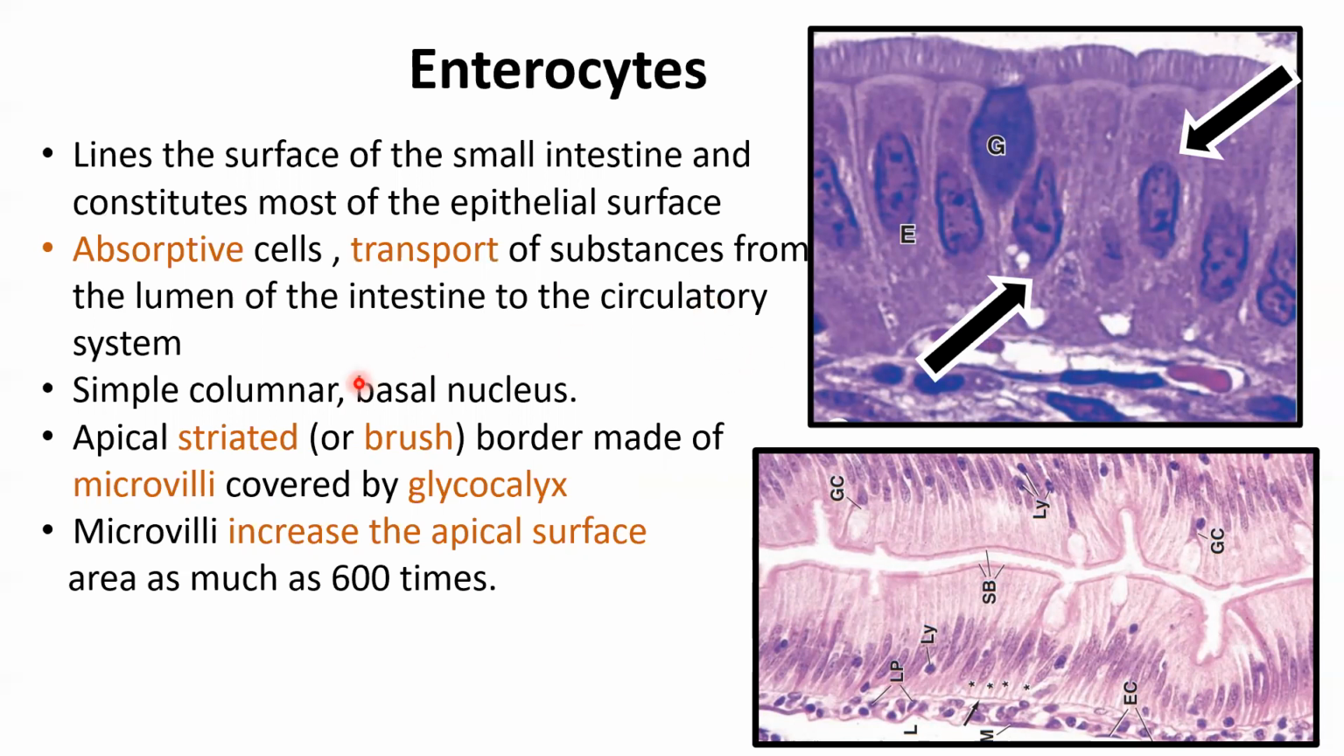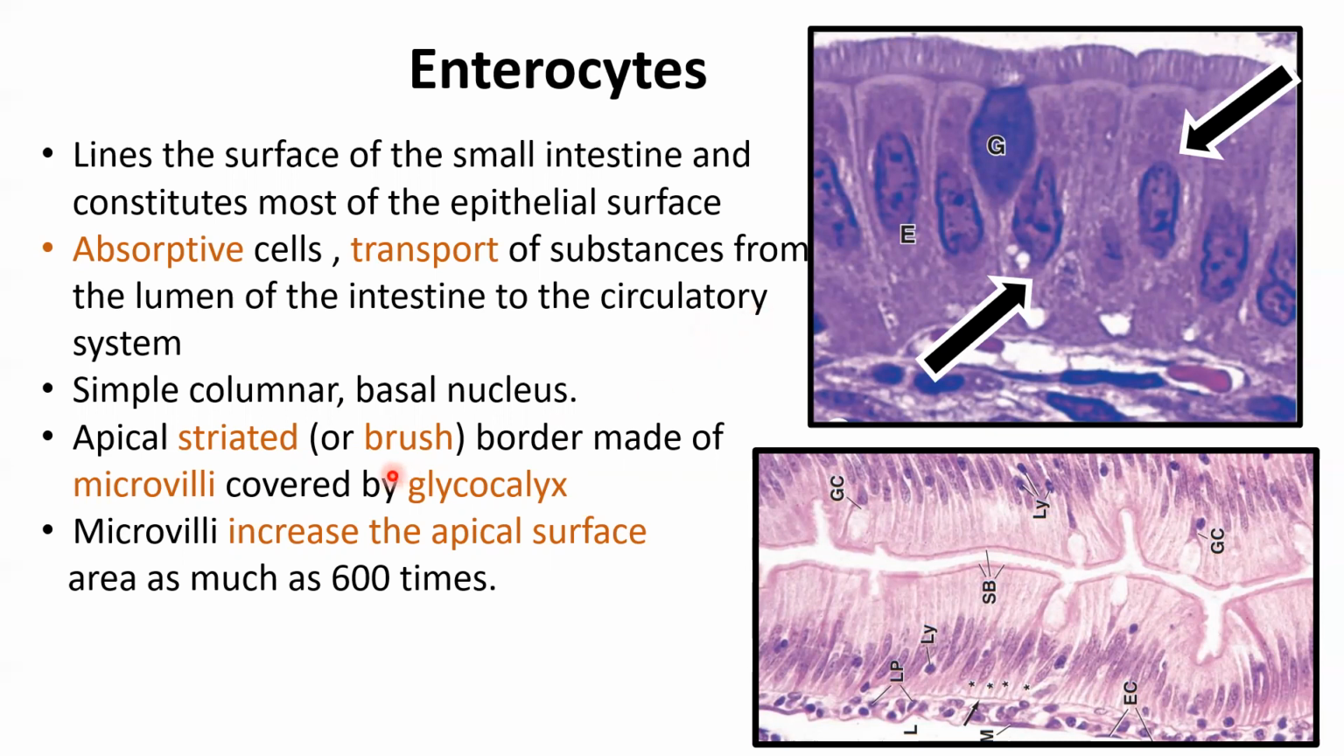It's again simple columnar epithelium, nucleus is basal. The arrow is pointing to these cells, not this one. It's these ones. They have the apical or striated or brush border. These are the microvilli. This is the high magnification, so you can see them. I doubt that you can see that as clearly in the lab. You might see something that looks like a line on top of the cells. It might not be as clear as a brush border like these hair-like structures up here.